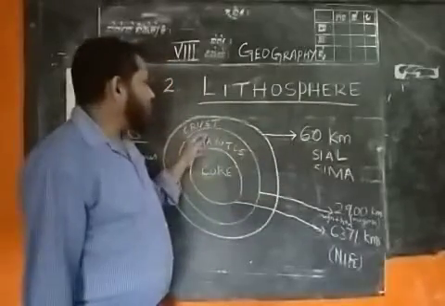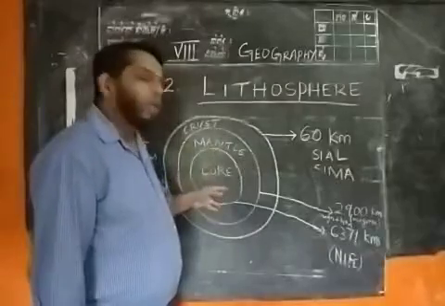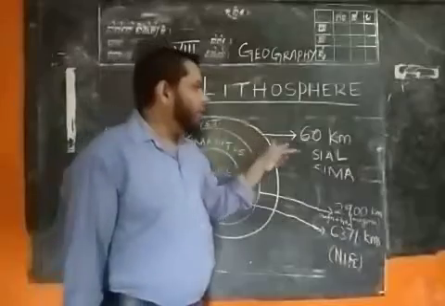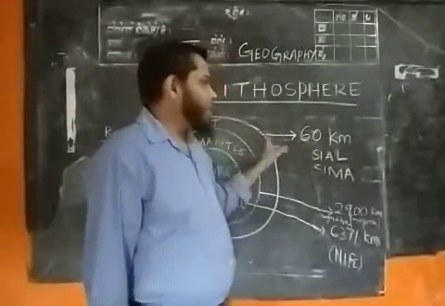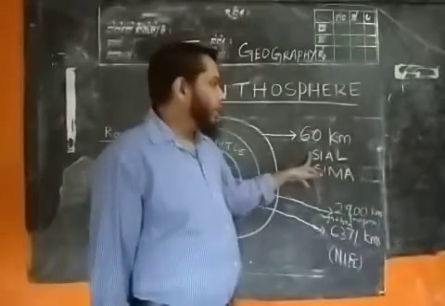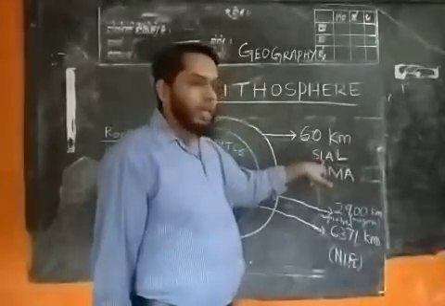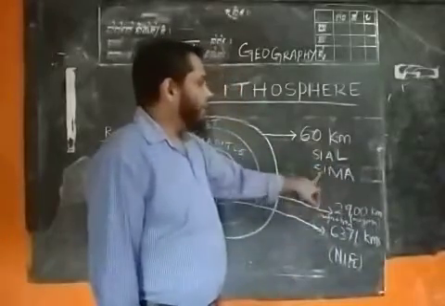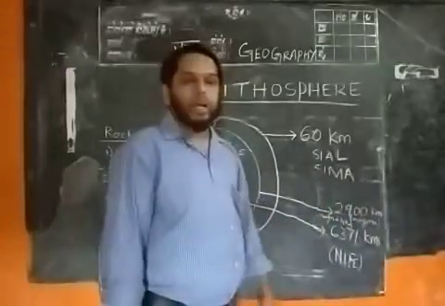Once again I shall tell you: crust, the outer layer; mantle, the middle layer; core, the interior layer. The depth of the crust is 60 kilometers. Crust is divided into Sial and Sima. Sial is the land region. It contains silicon and aluminium, so we call it Sial: Si for silicon and Al for aluminium. And Sima, silica and magnesium. This region is the oceanic region.